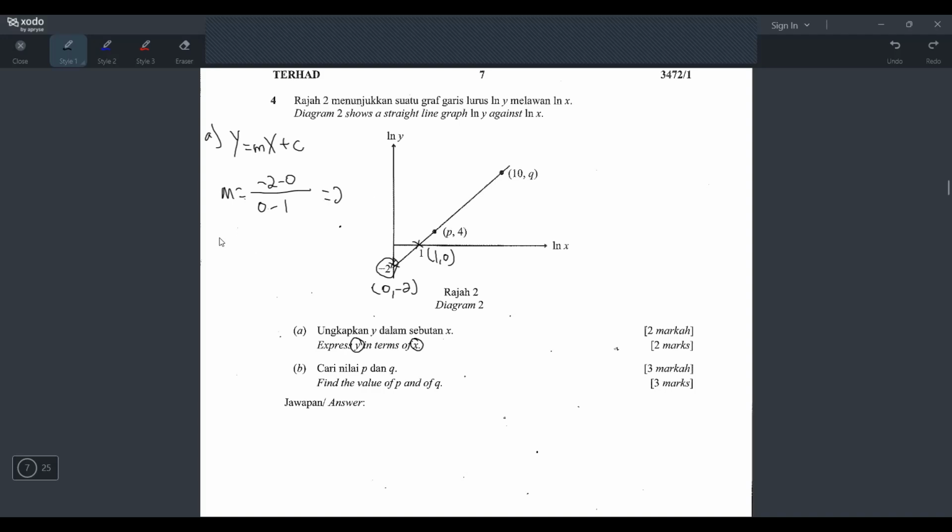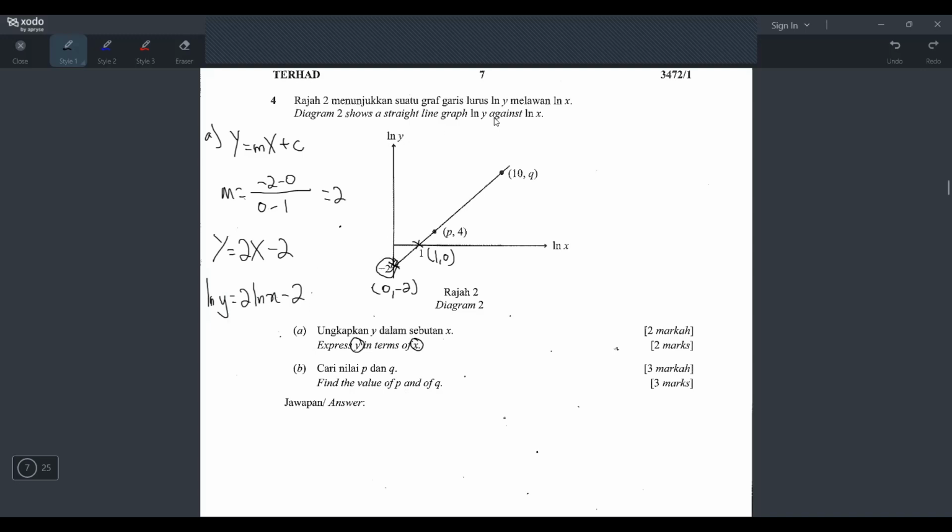So now you have your equation. It will be big Y equals mx, where m is 2, and then big X plus c. And what is your c? Your c is your y-intercept, and you can see they clearly give you already, it is -2. But of course, this is not your answer. They don't want you to express big Y in terms of big X. They want small y in terms of small x. So what is your y-axis actually? It's ln y, so it will be ln y equals 2 ln x minus 2.